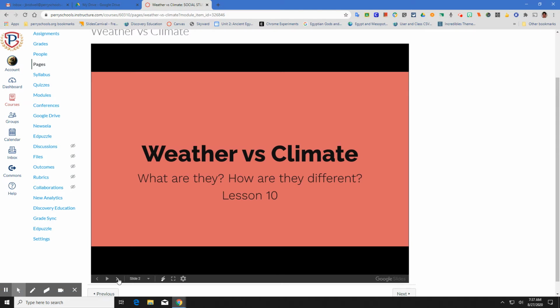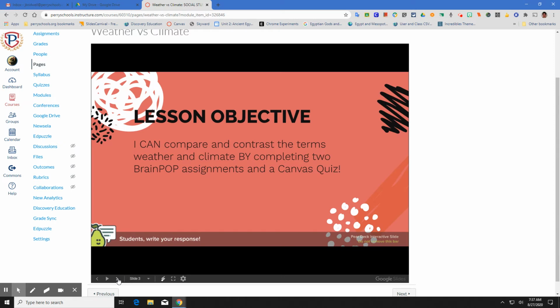Weather versus climate. What are they and how are they different? This is lesson number 10 of our geography unit here. Today's lesson objective. By the end of today's class, you should be able to repeat this sentence and be confident about your response. I can compare and contrast the two terms, weather and climate, by completing 2 Brain Pop assignments and a Canvas quiz. Your Canvas quiz today is 1 matching question.